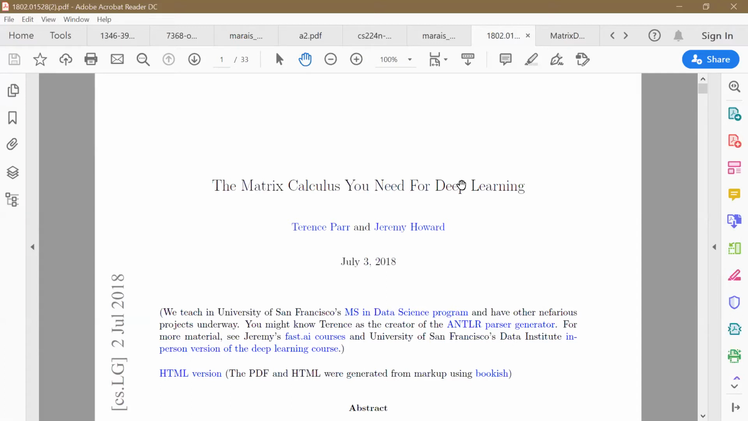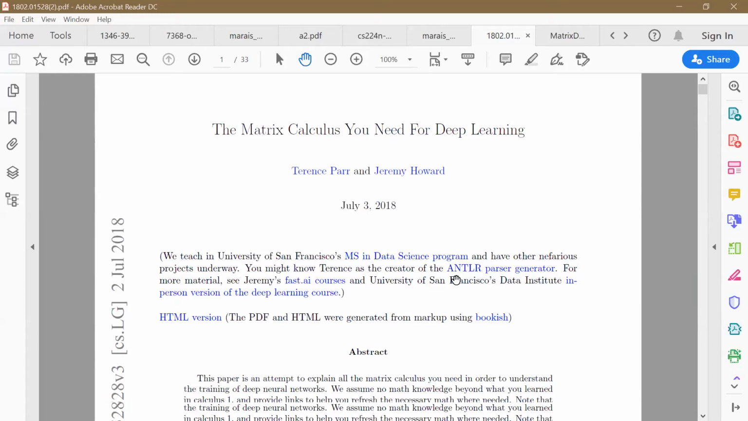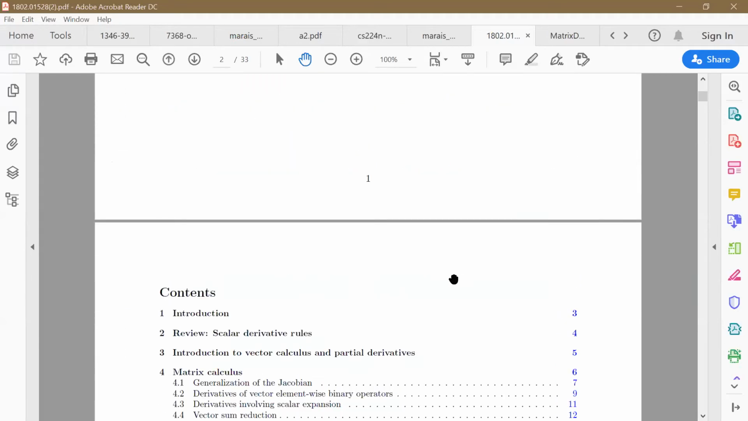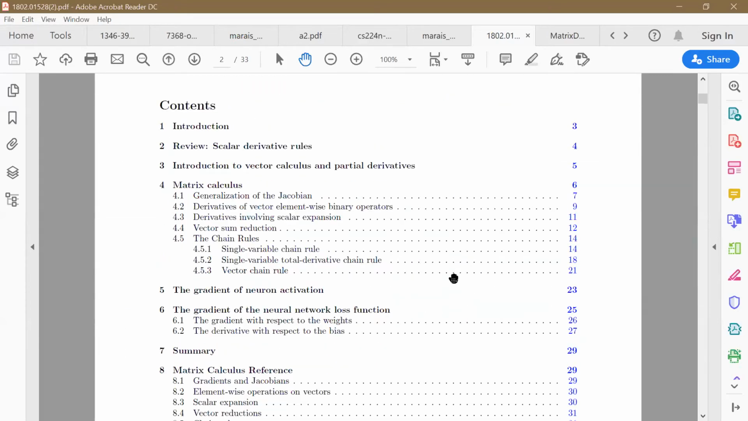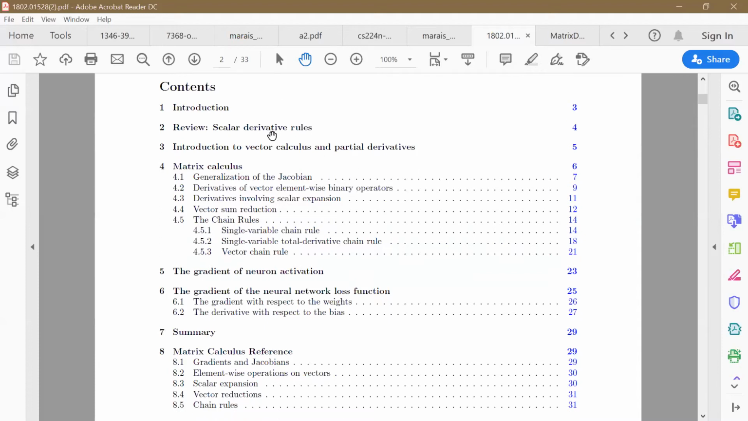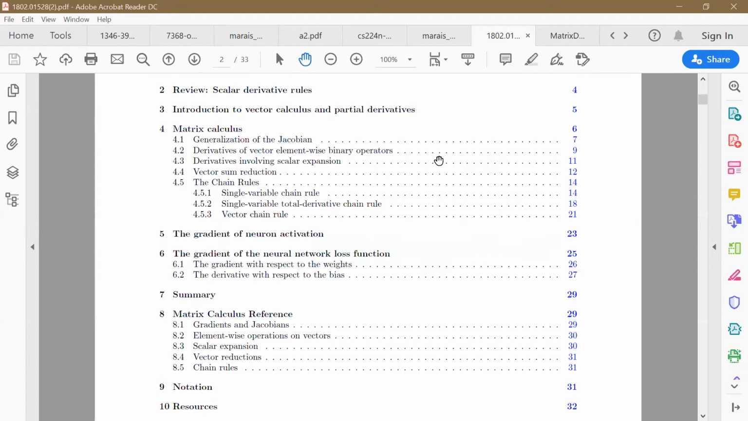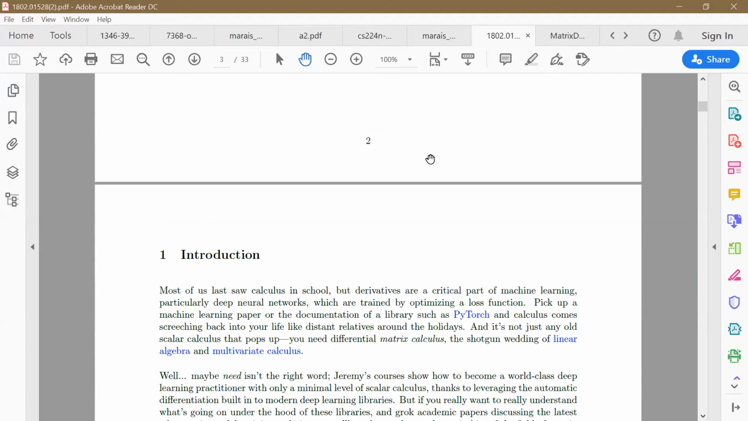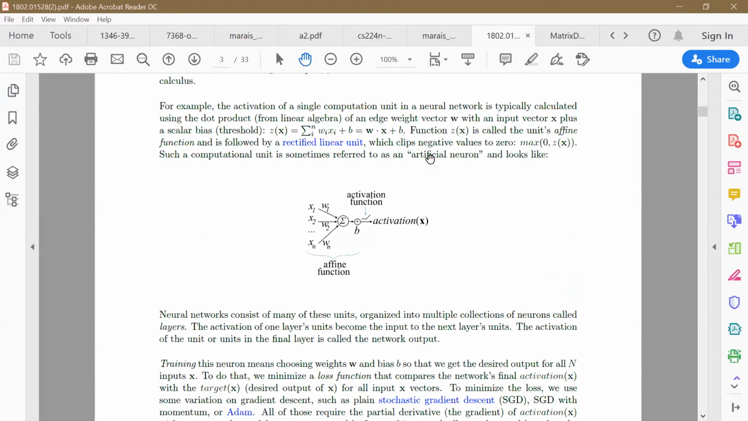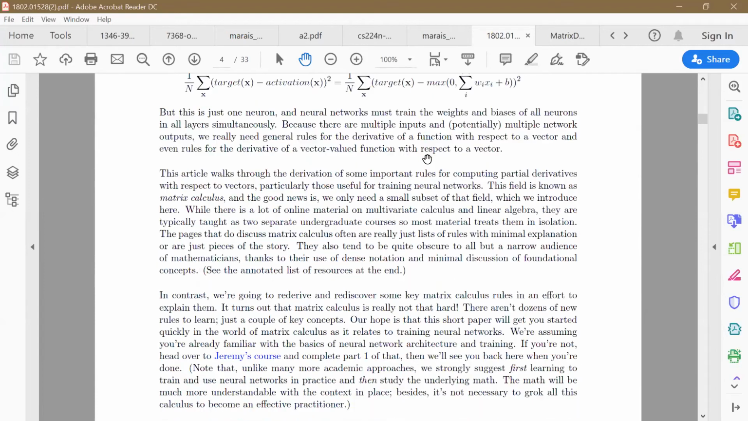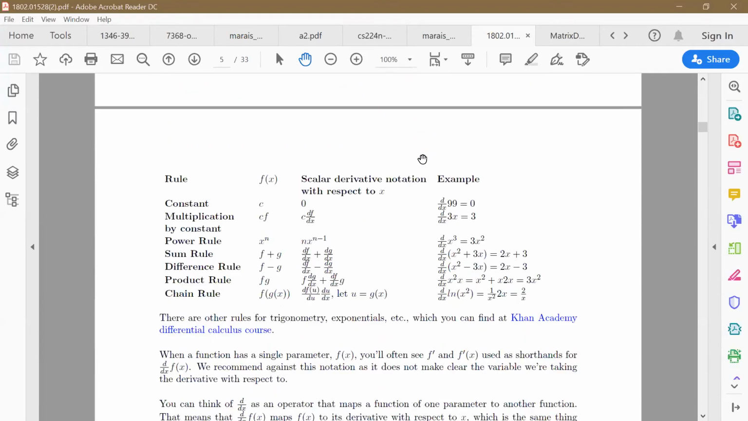So what they've done is they've broken down this part of matrix calculus into a bunch of sections here. And it's really nice the way they've organized it. First, they review the scalar derivative rules. This is basically the starting point where everyone is probably here now. You know about how to take derivatives of scalar functions. And you know this stuff. This is probably the starting point.